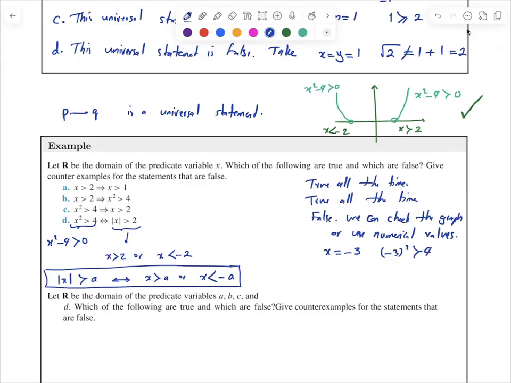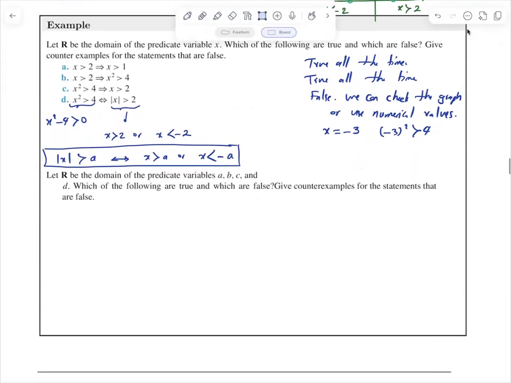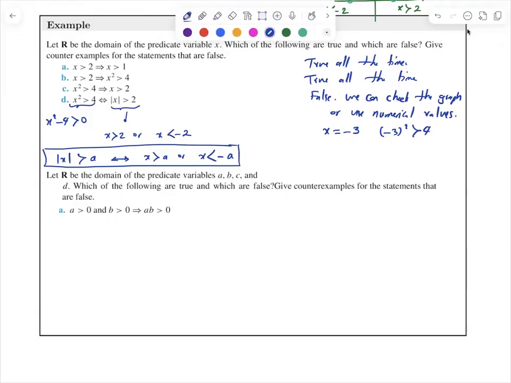Very well, let us move on to the next example for you. Here we have the domain to be R, and we want to check to see which statement is true, which statement is false. It says if A is positive and B is positive, then their multiplication must be positive as well. So this is a true statement. The product of any two positive values is positive all the time. The universal statement is true.